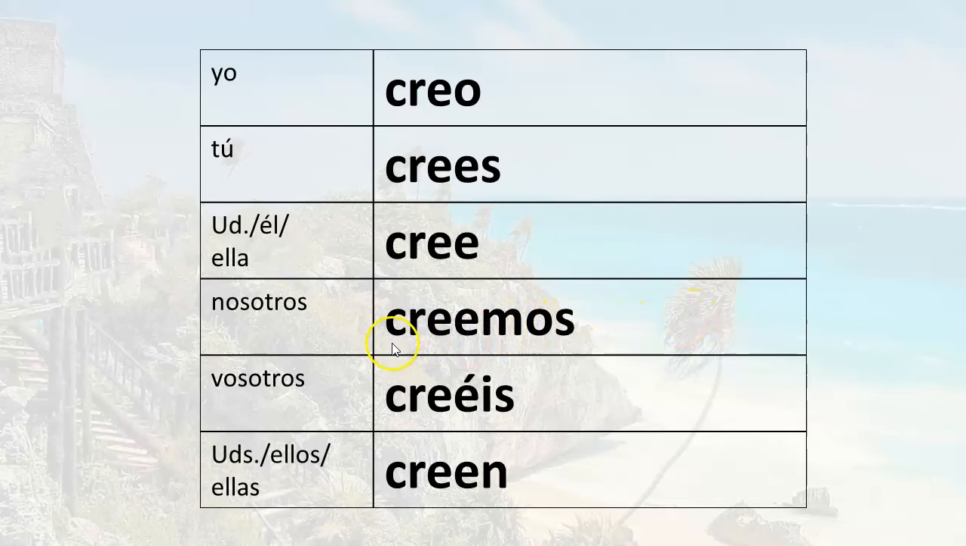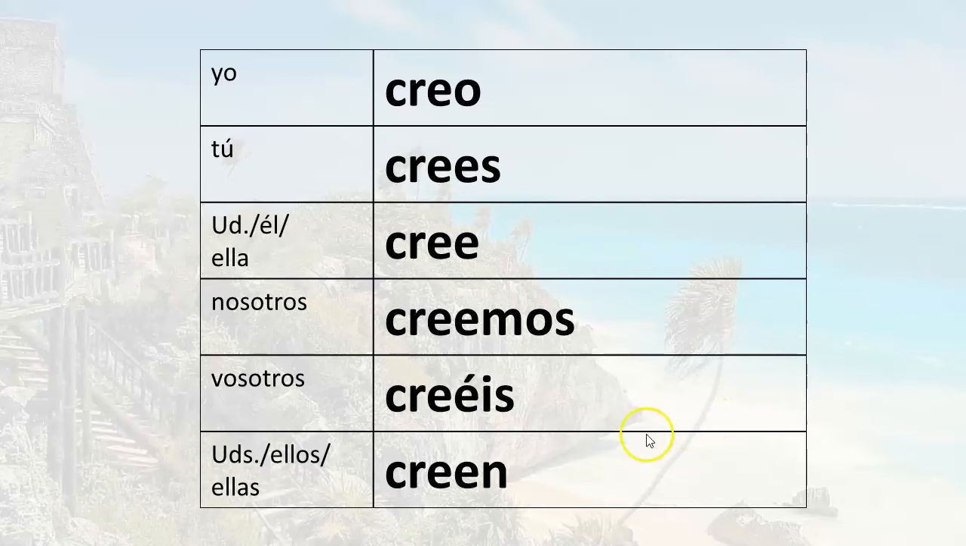So there are three syllables here. The first one is the cre, and the stress is going to shift over to this middle syllable. So creemos, creemos. The last syllable is the mos. So again, stress right here. Creemos, creemos. We believe. You believe, this is the informal you, plural, in Spain.